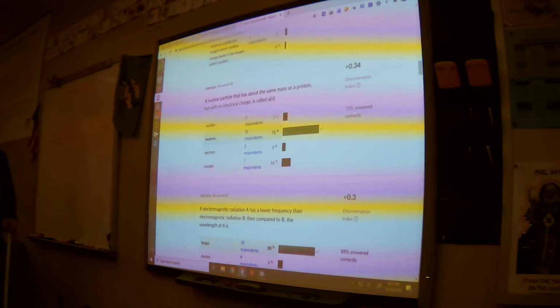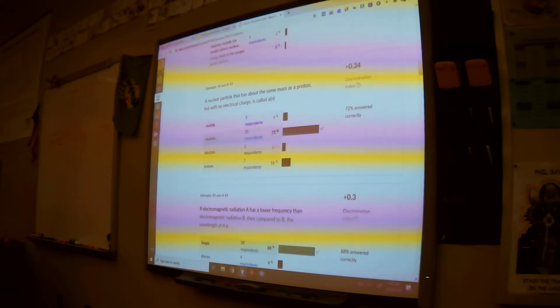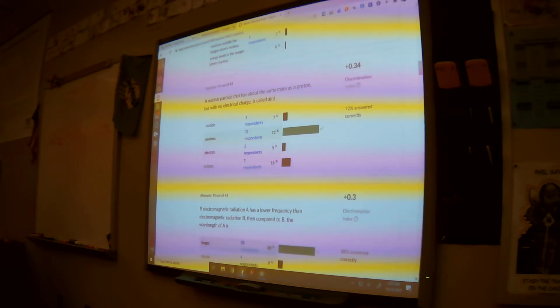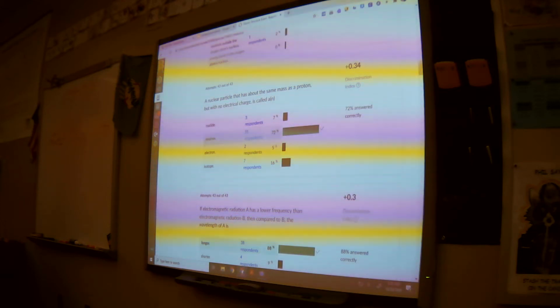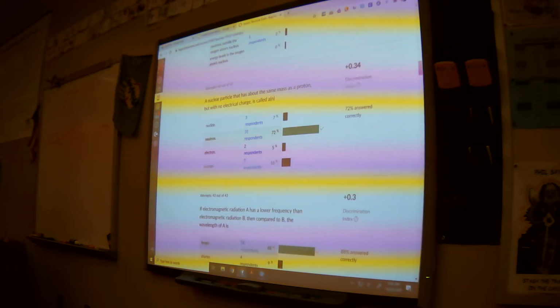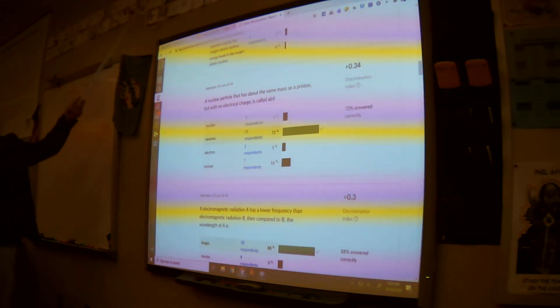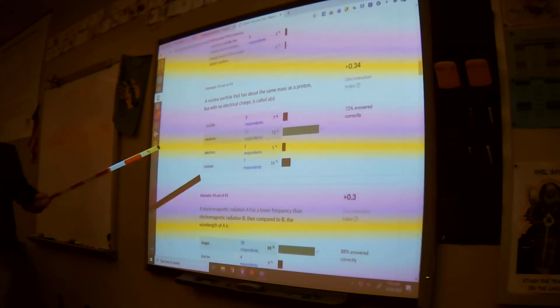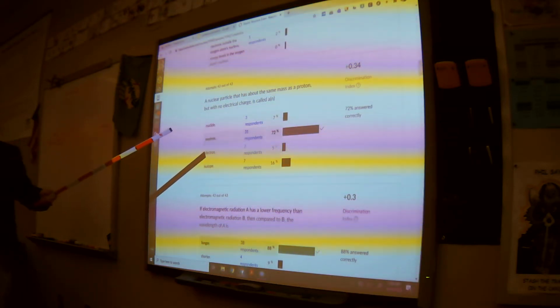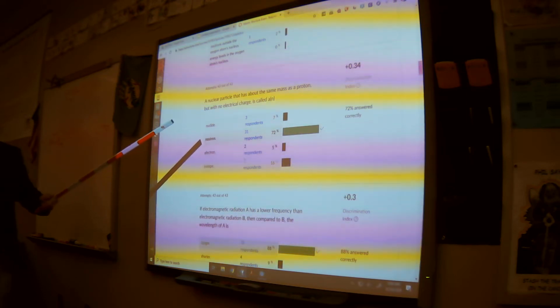A nuclear particle that has the same mass as a proton but no charge is called a neutron. You can just remember, neutron is neutral. I can kind of see why someone would say isotope, because what changes if you have a different isotope? If you change protons, you change the element, right? So if I change electrons, what do I have? Ion. If I change the neutrons, I have an isotope.